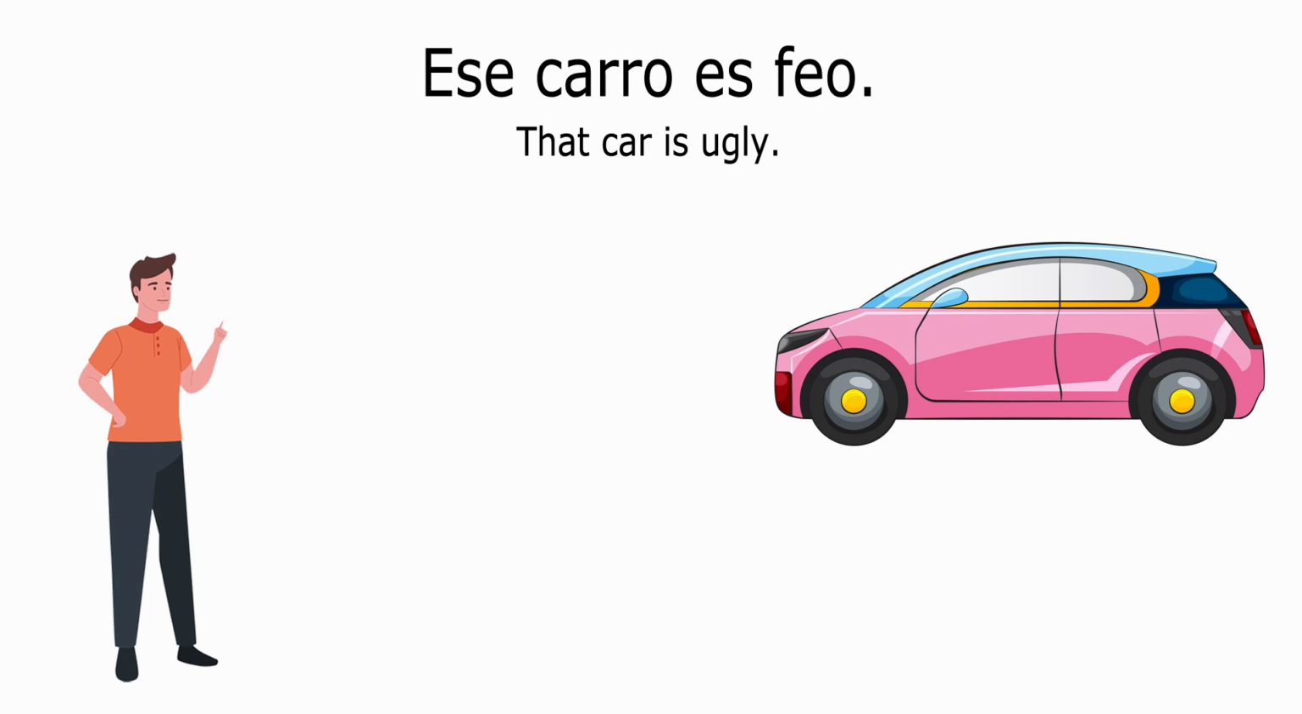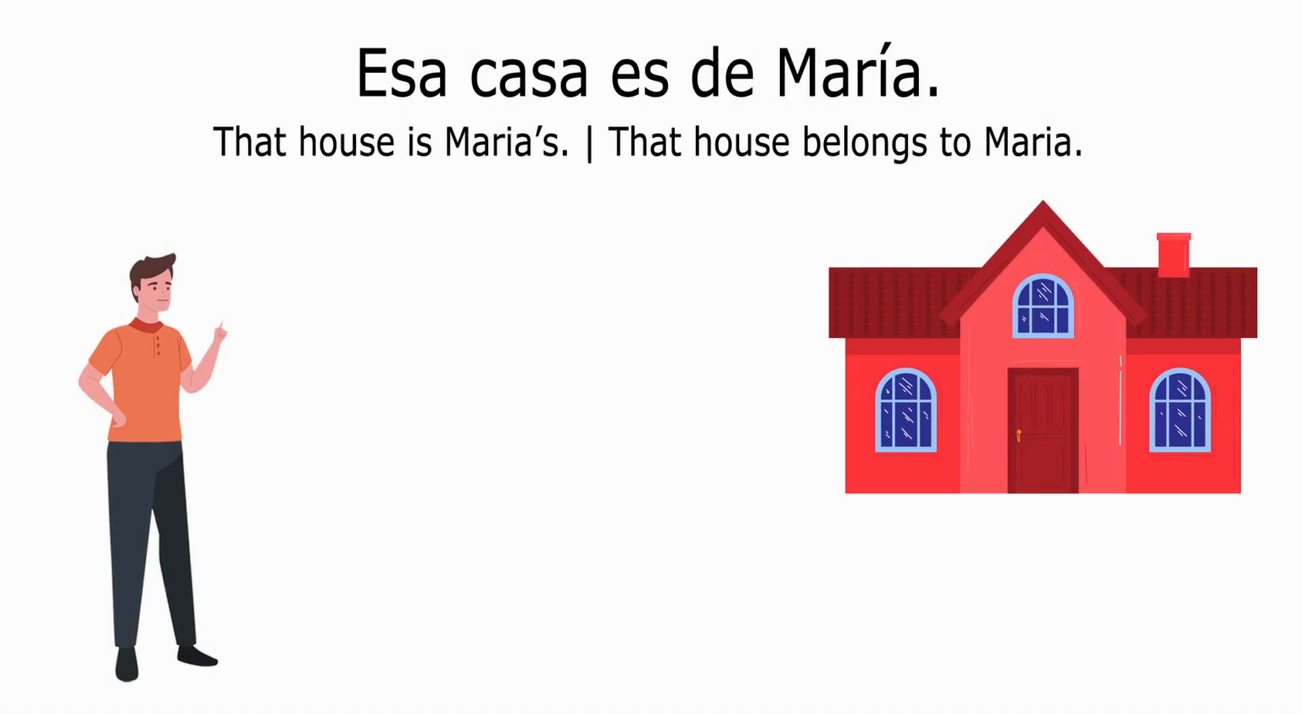Ese carro es feo. That car is ugly. Esa casa es de María. That house is Maria's. Or, that house belongs to Maria.